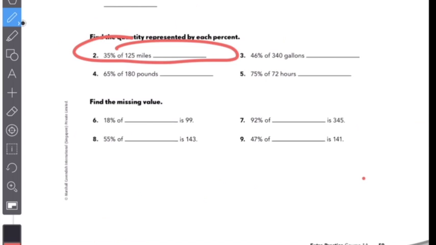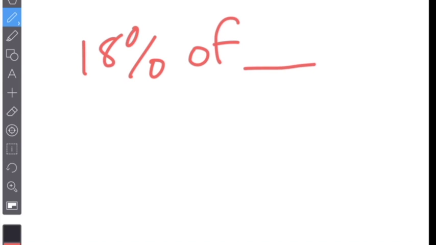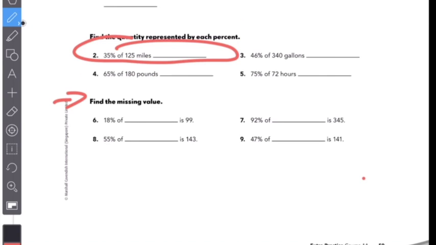Okay, so let's look at another one. Let's look at the bottom one. The bottom one says this: 18% of blank is 99. So if I take 18% of blank equals, what was that, 99? 99.